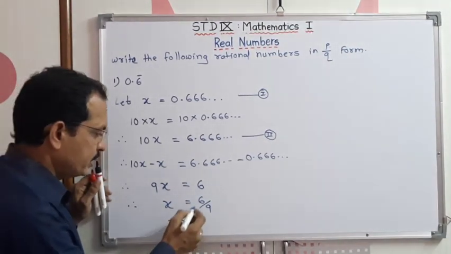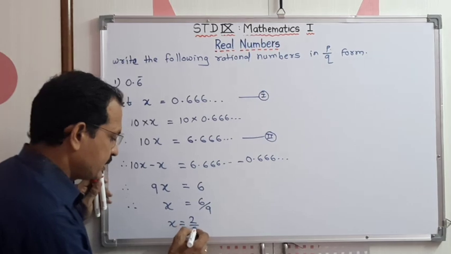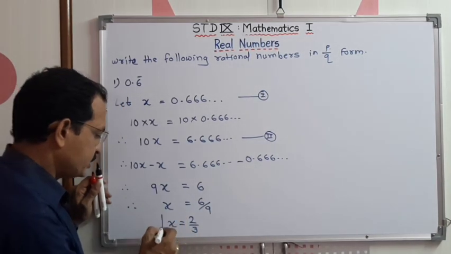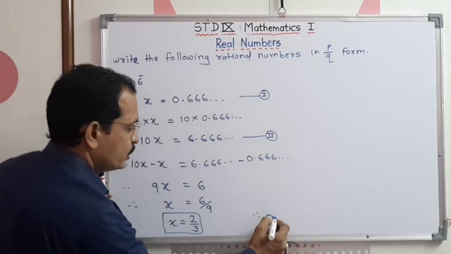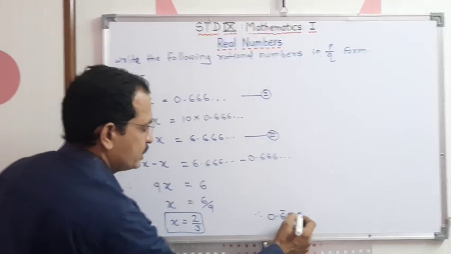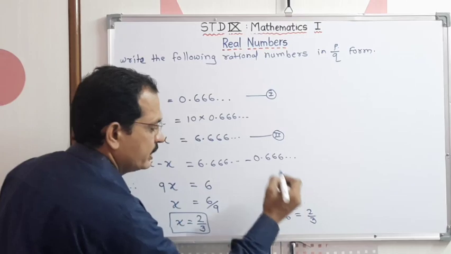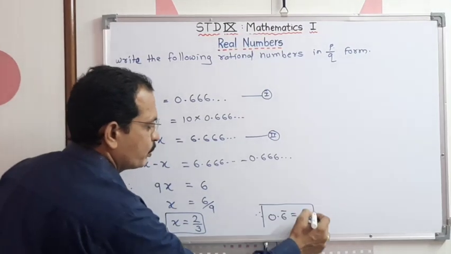If we simplify this, it is 3 2s are 6 and 3 3s are 9. Therefore x is equal to 2 upon 3. Therefore we can write here 0.6 bar is equal to 2 upon 3. It is the P upon Q form.